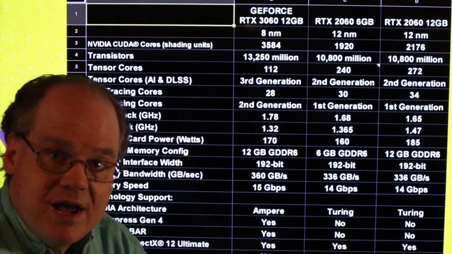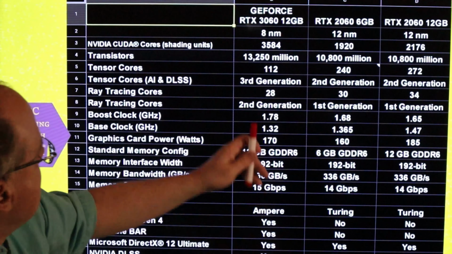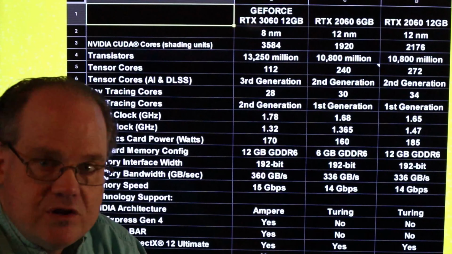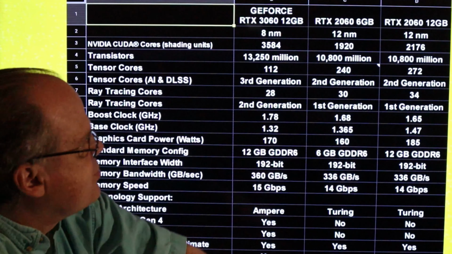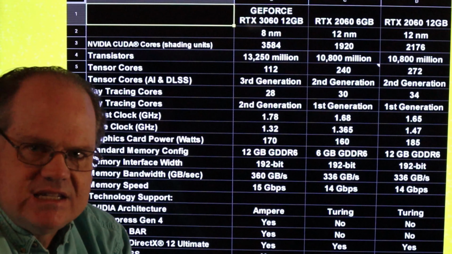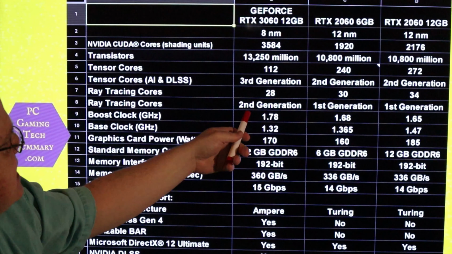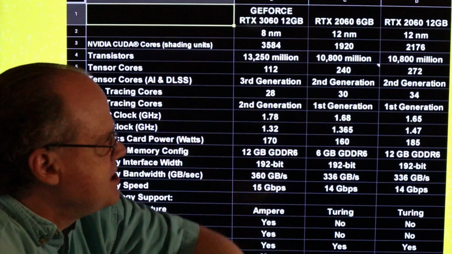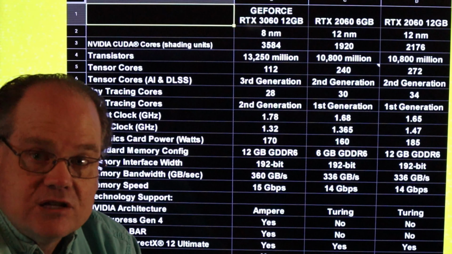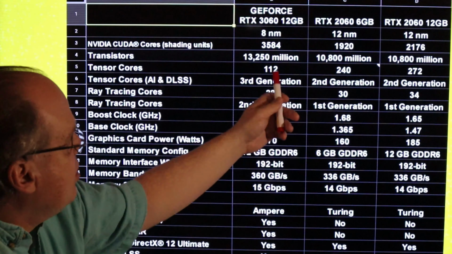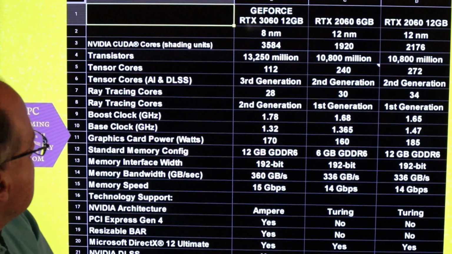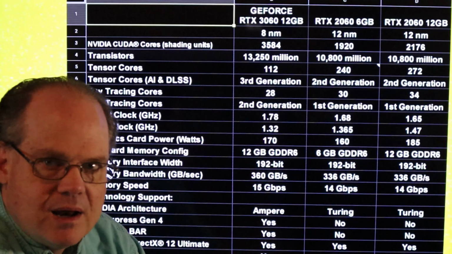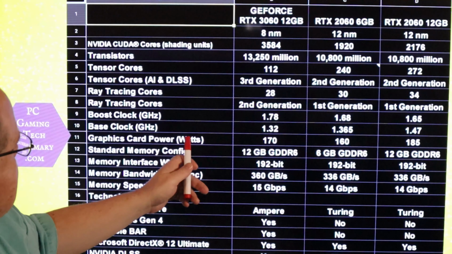All right, ray tracing cores. Similar story. 28 on the 3060 12 gigabyte, 30 on the 2060 6 gigabyte, and 34 on the 2060 12 gigabyte. Second generation ray tracing cores on the 3060 and the older first generation on the 2060. So don't panic about those numbers. Look at the technology. So, clock speeds. Do you care about clock speeds? Let's pass that.